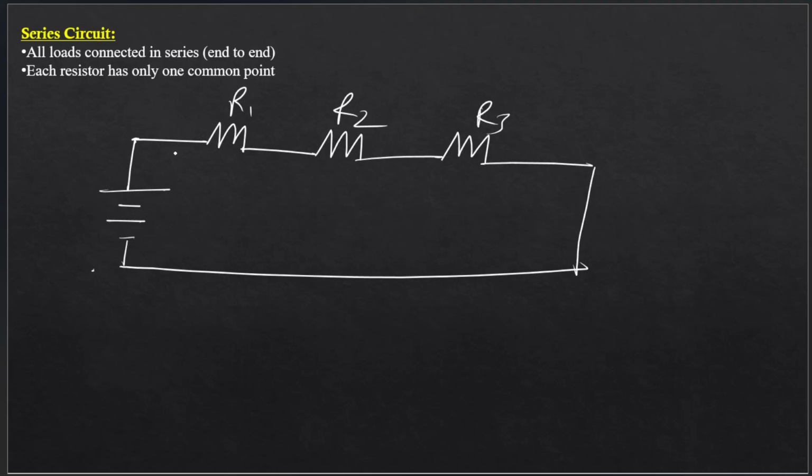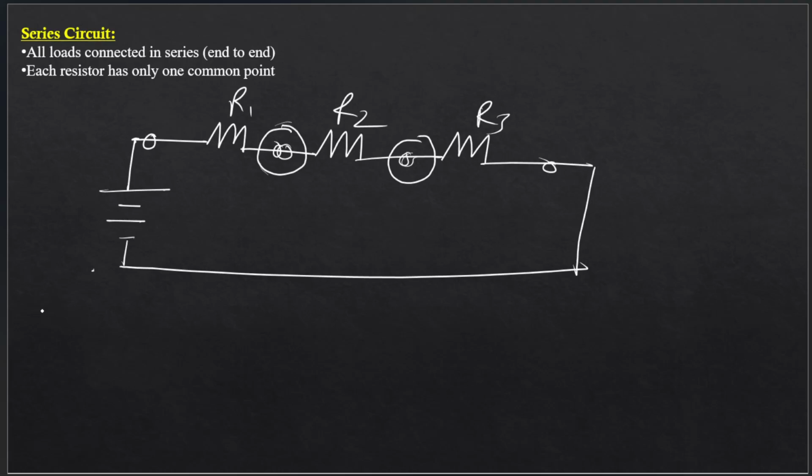Now, as you can see, each resistor or each load is connected end to end. Consider the two endpoints of R1, the two endpoints of R2, and the two endpoints of R3. Notice that every two resistors, R1 and R2, have a single endpoint connected together. Again, R2 and R3 have one single endpoint connected together. So this is an important identifying feature of series circuits: every two resistors in a series circuit have a single common endpoint.